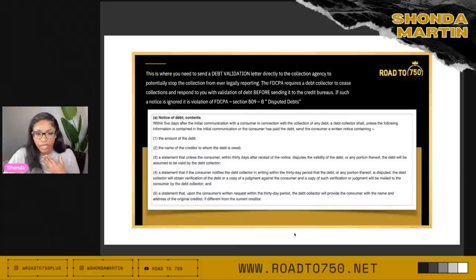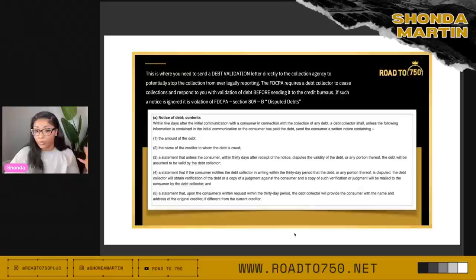Okay, and this is just a screenshot of the actual laws. You can look up the FDCPA laws, but if you ever need to reference it, if you are a victim of sending a debt validation letter and they didn't respond, you can use this screenshot to send with one of your letters to prove that you were wronged.